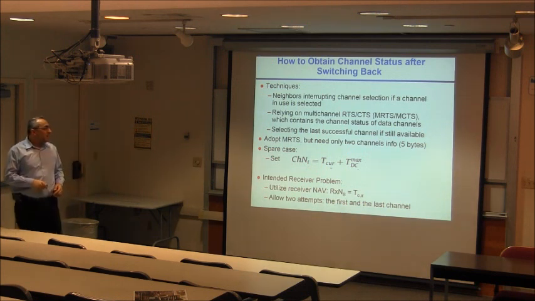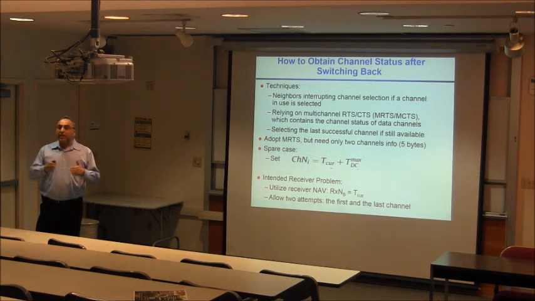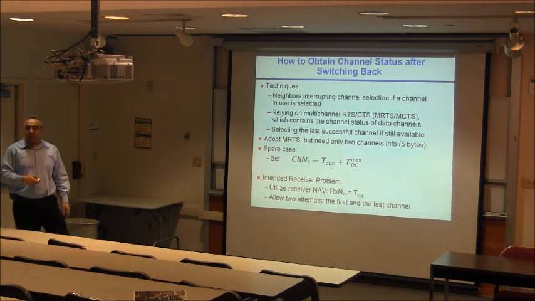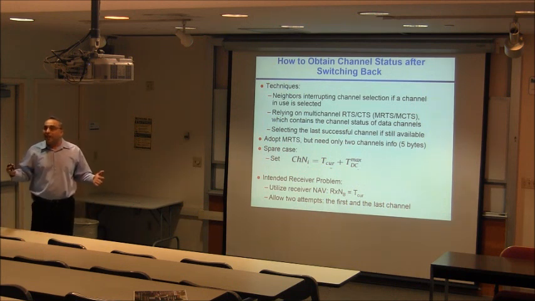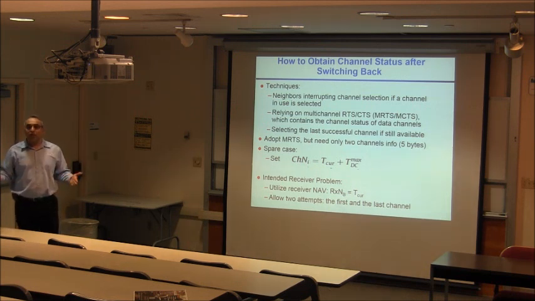So for that reason, we say, okay, when you come back, you set the channel availability maximum time a channel can be used. If nobody transmits within that, that means that channel is available. So that's an assumption. It worked very well. But the sparse case is very unlikely, because most of the networks we are interested in are very dense rather than sparse.